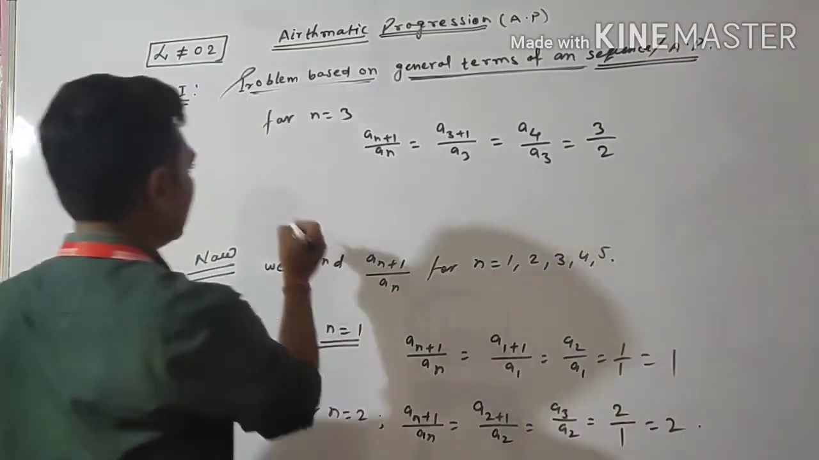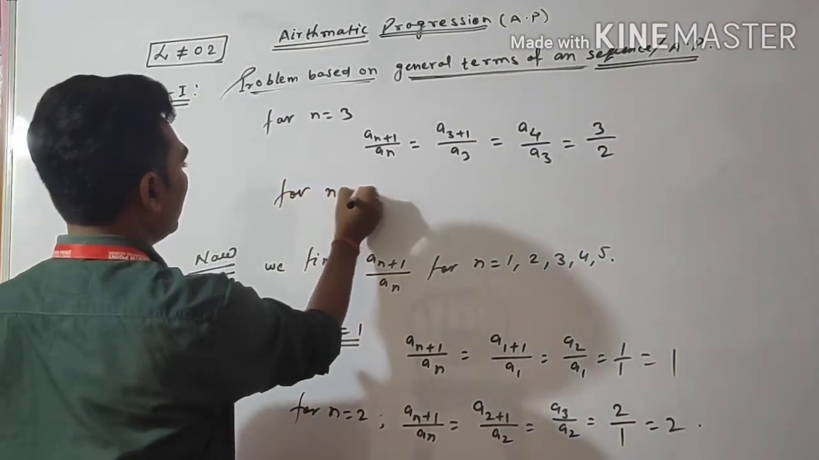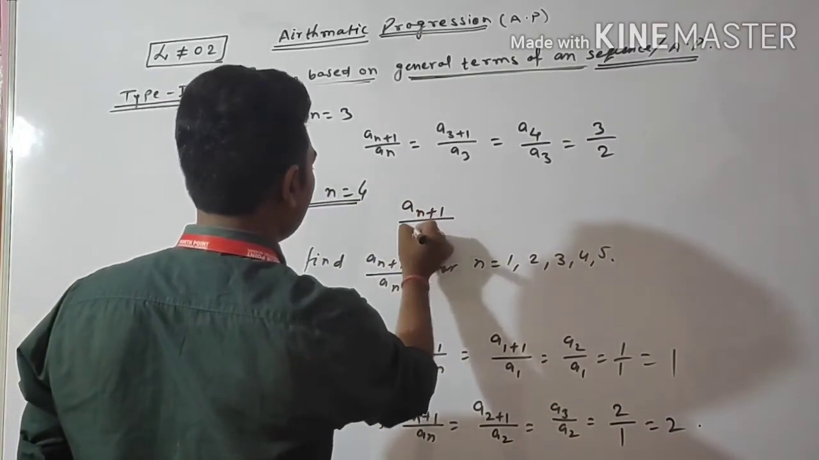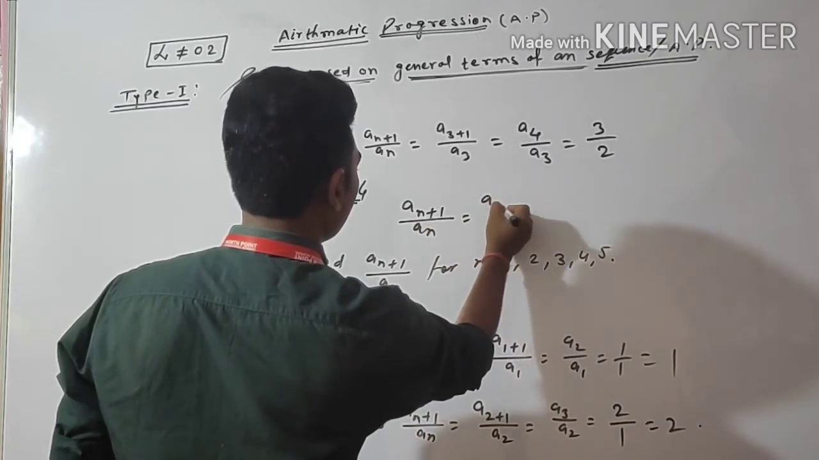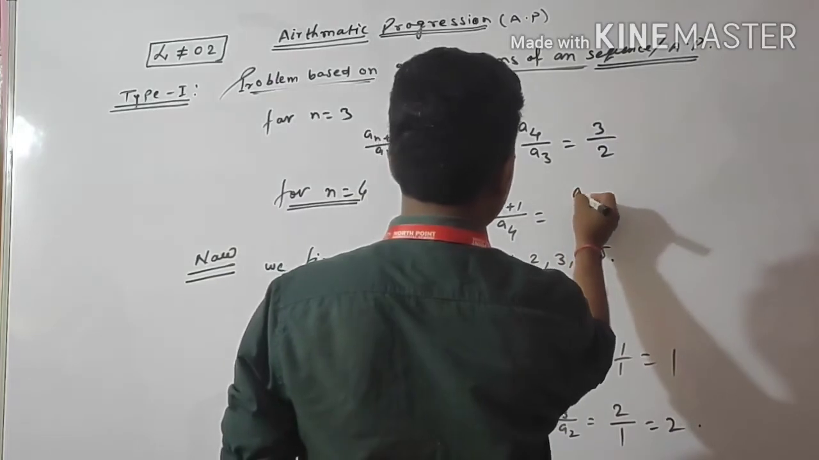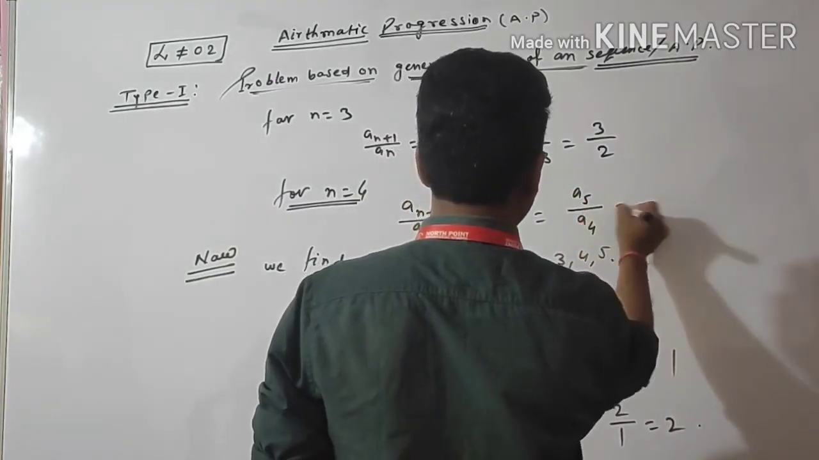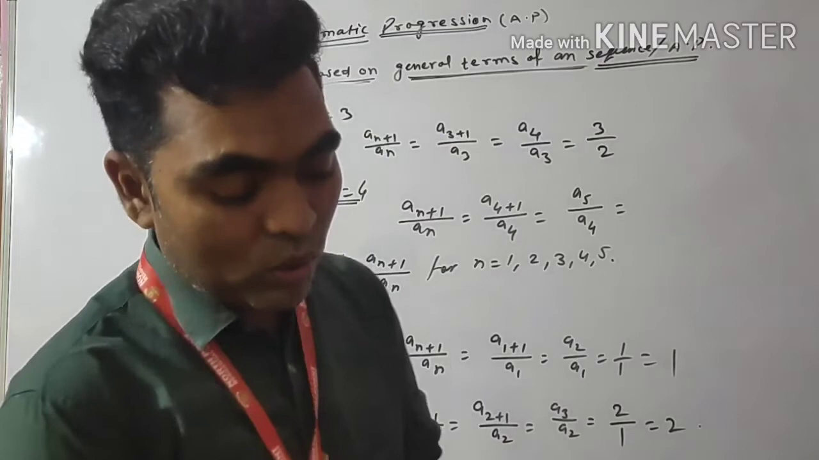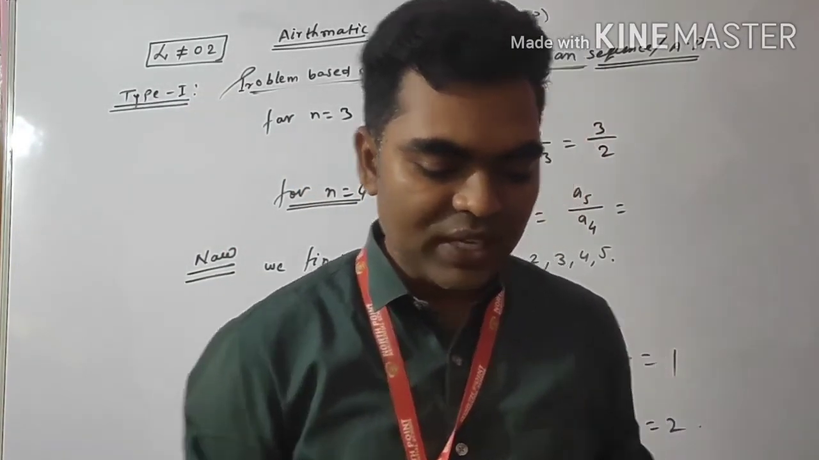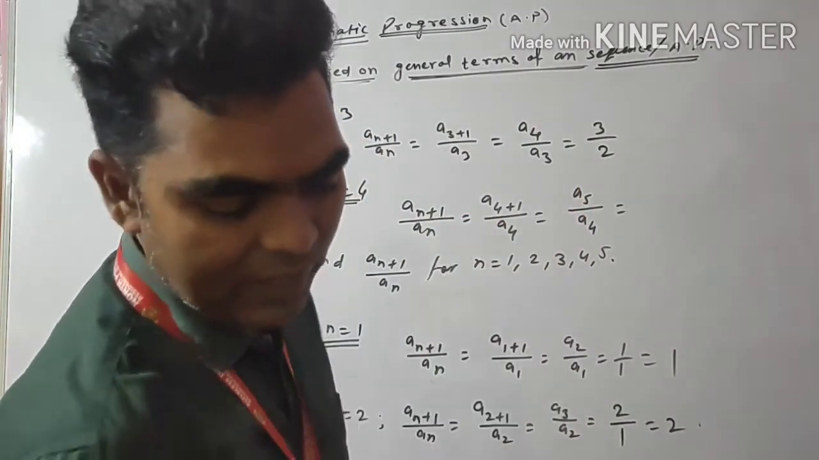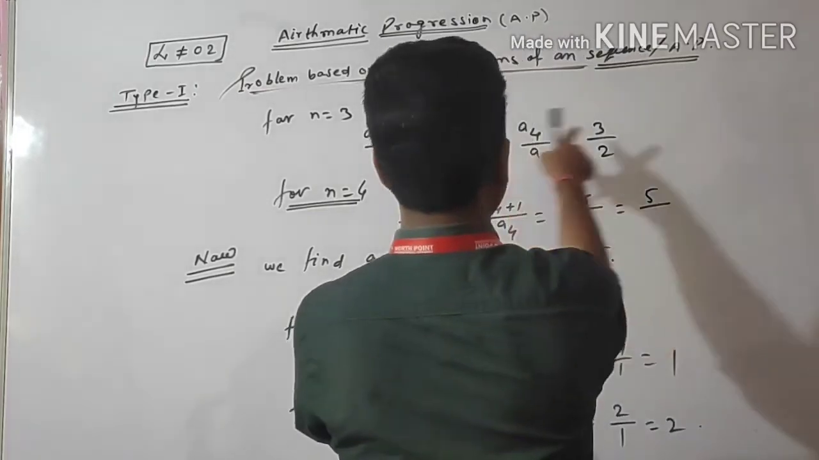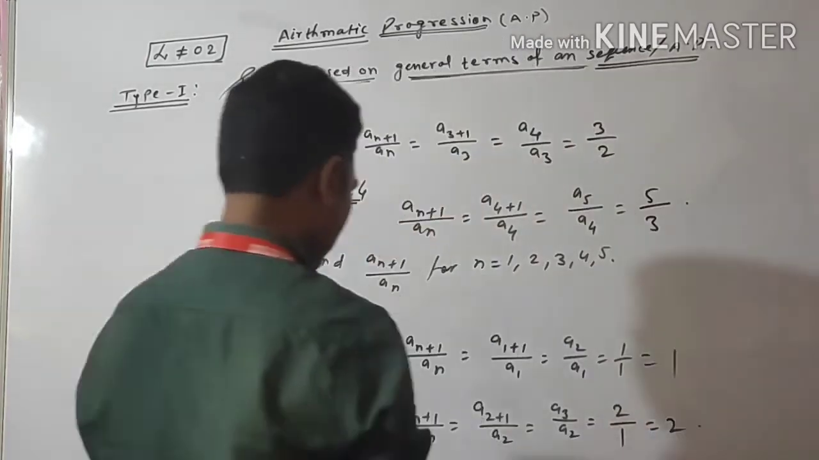And next, for n equal to 4, then a(n+1) by a(n) equals a(4+1) by a4, and this equals a5 by a4. And a5 is, tell me, you have just found it. What is a5? a5 is 5. 5 by a4, and a4 is 3. That is your answer.